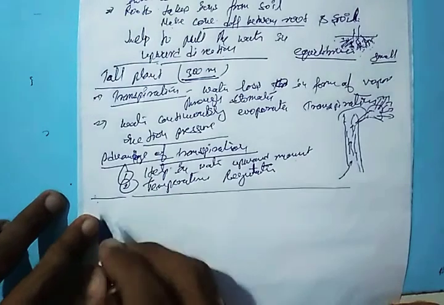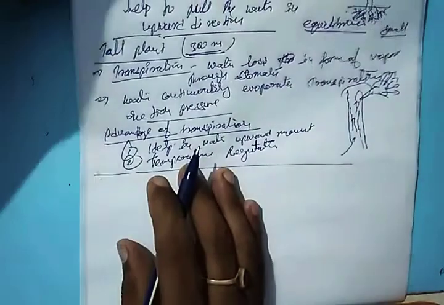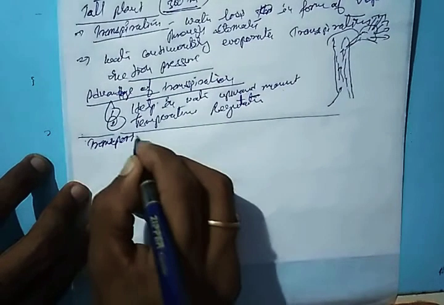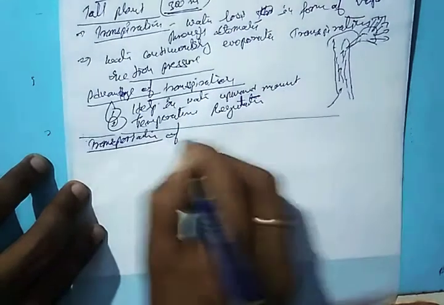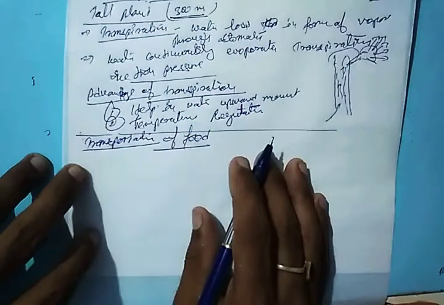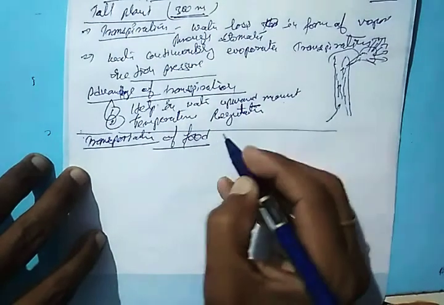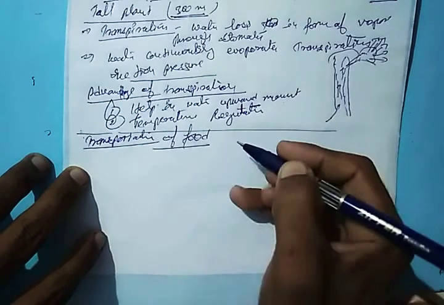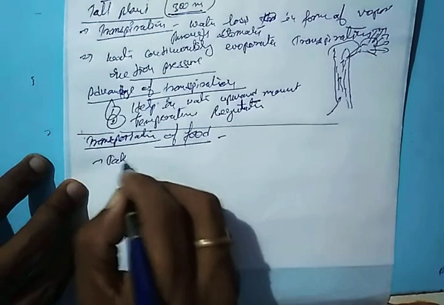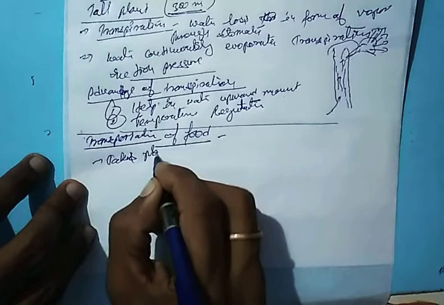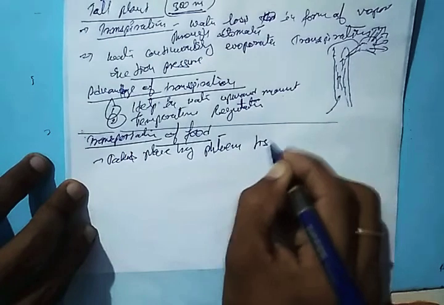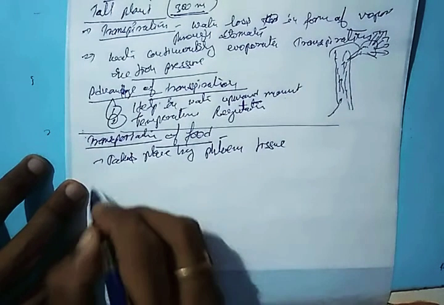Now the second topic is the transportation of food. How is the food transported to all parts of the plant, which is produced in the leaves by the process of photosynthesis? It takes place by phloem tissue.